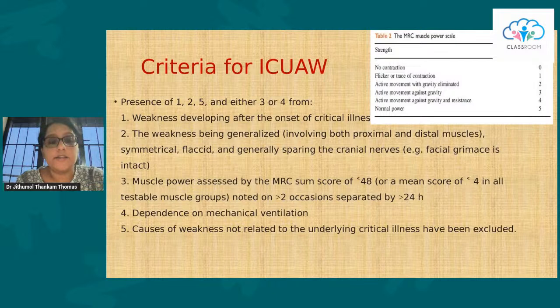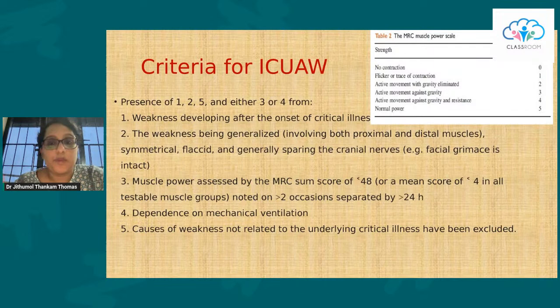That is, if the patient develops weakness after the onset of the critical illness, the weakness, as I said, is generalized, both proximal and distal muscles, it is symmetrical, it spares the cranial nerves. Then you can have either the muscle power that you assess by the MRC sum score. Now, what is the MRC score? That is the power grade from 0 to 5, 5 being a normal power and 0 being no contraction. So you test your MRC muscle power score in six groups of muscles on either side of the body. So you have 6 groups of muscles on either side, and so totally it becomes 12 groups of muscles.